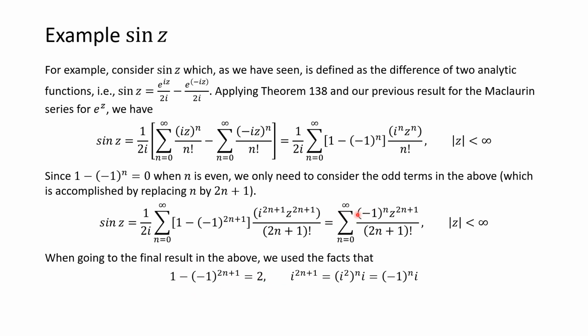And then we have some additional work we can do here on the i to the 2n plus 1, which equals i squared to the nth power times i to the first. And of course i squared is minus 1, so you get minus 1 to the n times i, which is what I plugged in here. And then the other terms I just left the way they are. So this sine of z has this Maclaurin series about z equals 0, and the domain of applicability here is the entire plane, the entire complex plane.